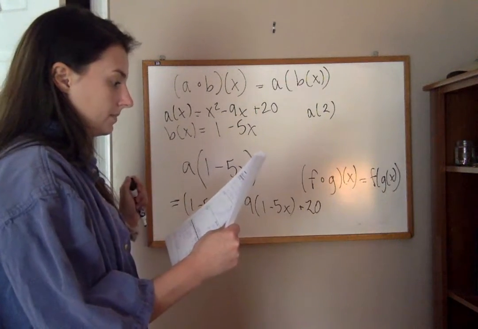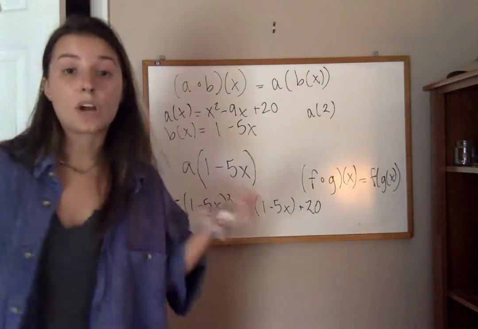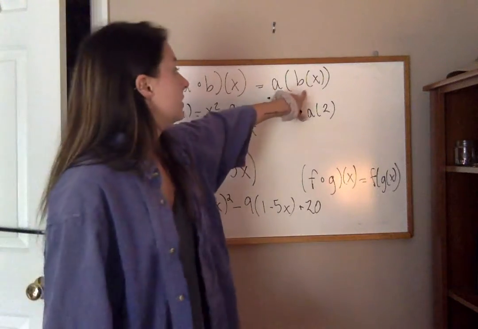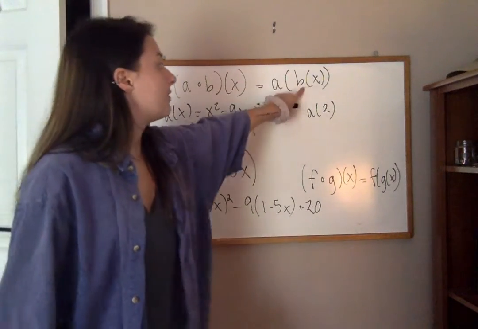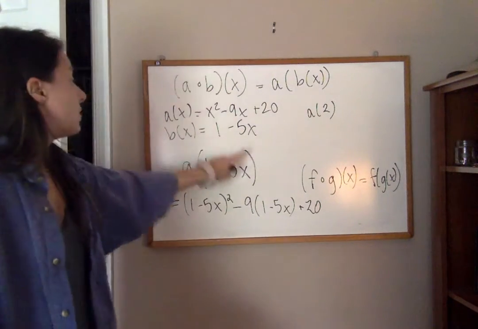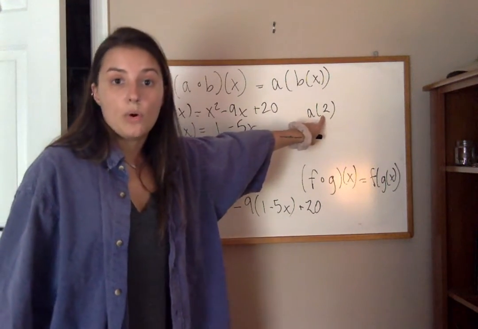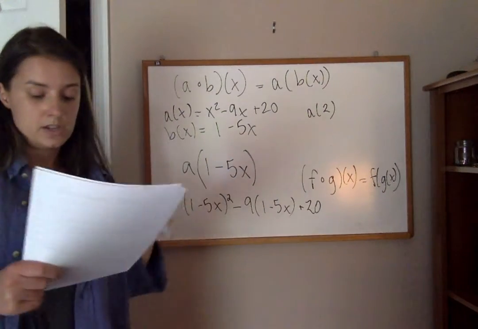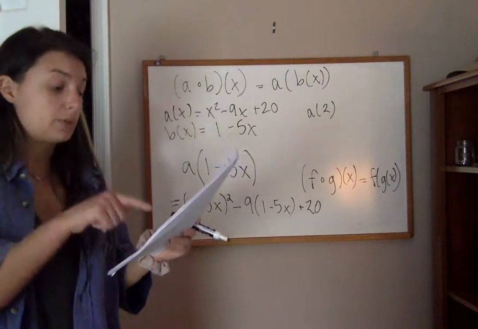Okay? So that's what composition looks like. You start from the inside and work outside. So I replaced my b of x with what I knew it was, and then I solved this like I would a normal substitution problem. Okay, so that's number 10.